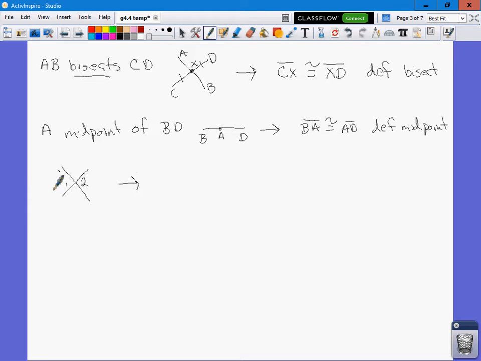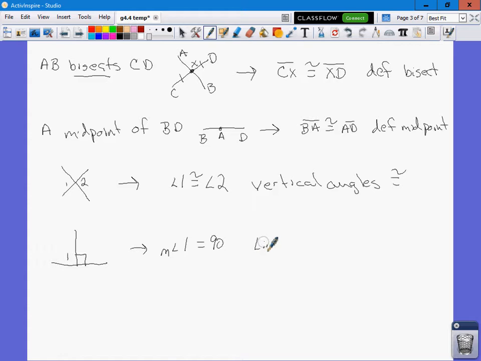If I just see a picture and it looks like this, what should I be able to state next? Angle 1 is congruent to angle 2. The reason? Vertical angles are congruent. If I saw something like this? Angle 1, or actually the measure of angle 1, equals what? 90 degrees. Linear pairs are? Supplementary.